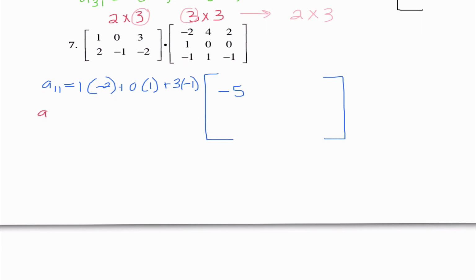Okay, so now I'm going to do A sub 2, 1. So I'm going to go row 2, column 1. Just for my sake, so I don't get confused, I'm highlighting those. Multiplying these two, I would get 2 times negative 2 plus negative 1 times 1 plus negative 2 times negative 1. So I would get negative 4 plus negative 1, which is negative 5, plus 2, which would give me negative 3.